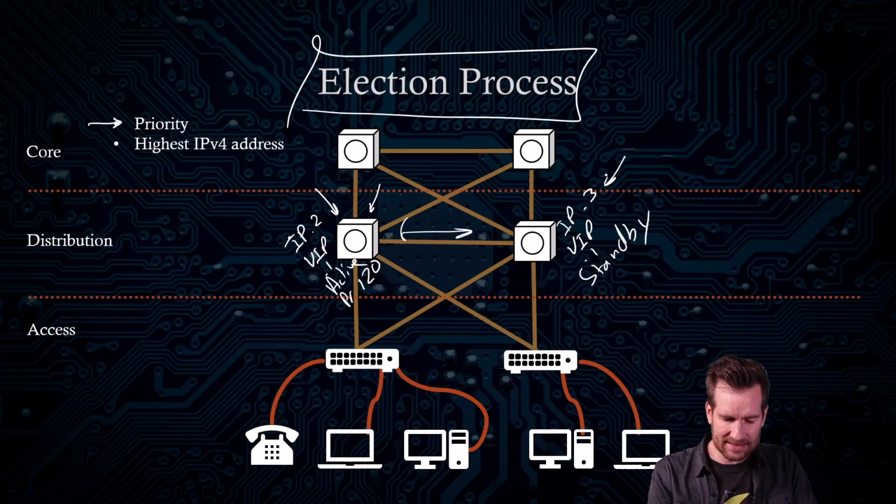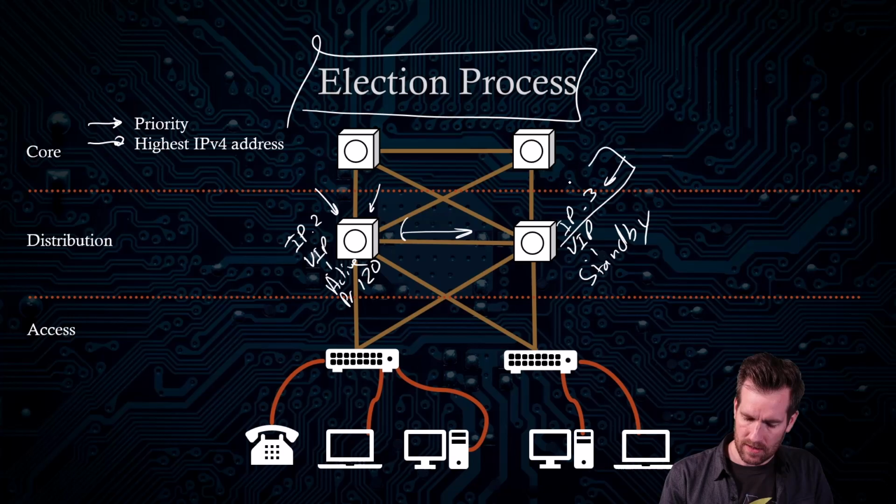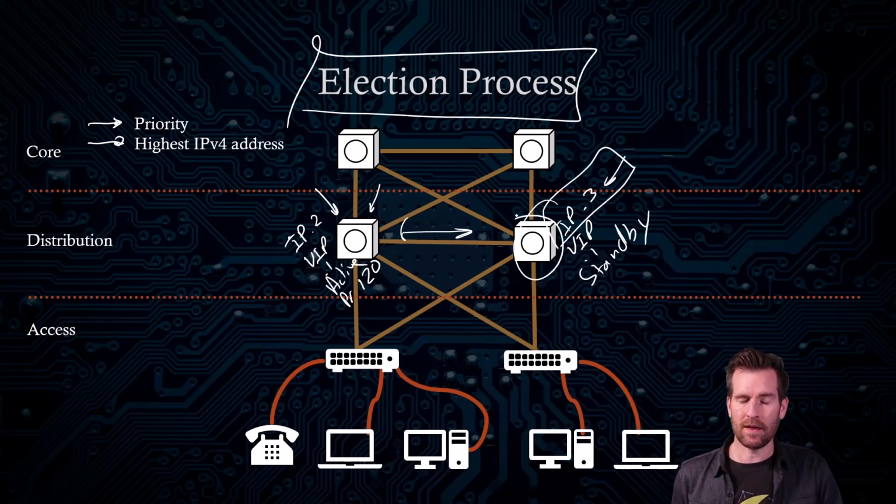Now, if you haven't set a priority, then it chooses the highest IPv4 address. So in this case right here, the highest would be this switch over here because we set it to .3. So then this one becomes the active one.